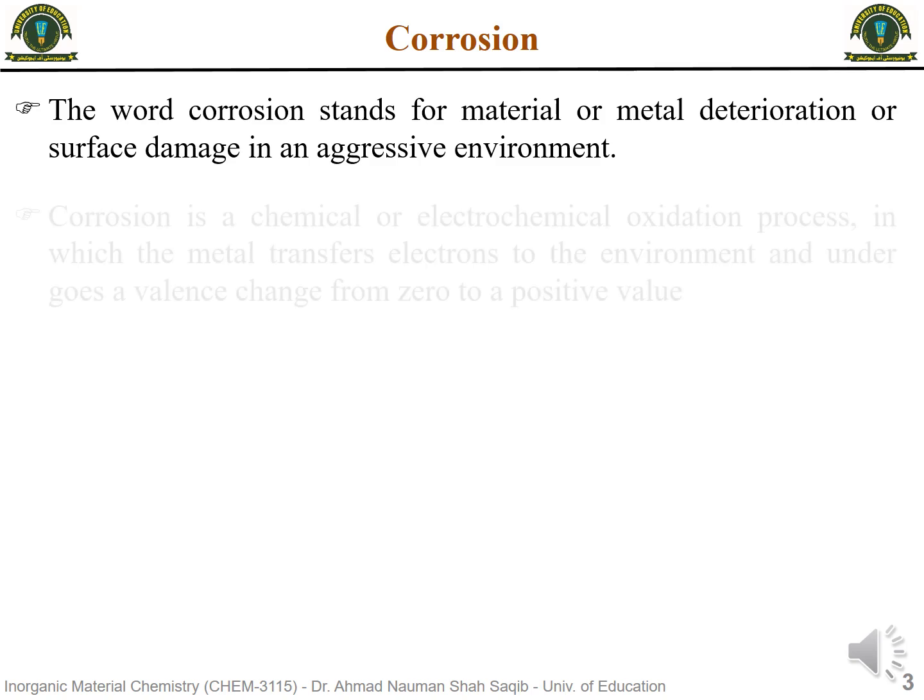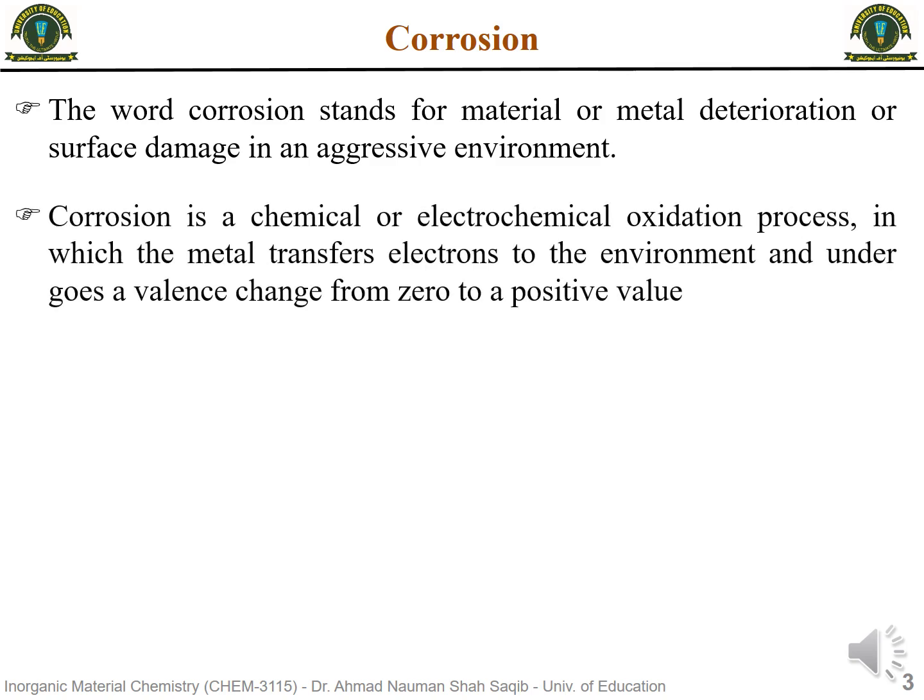Corrosion itself is an electrochemical oxidation process. We can call it a redox process in which both oxidation and reduction occur. In the corrosion process, the metal normally transfers electrons to the environment, normally the electrolyte, water and oxygen, and it is oxidized as it gives electrons.